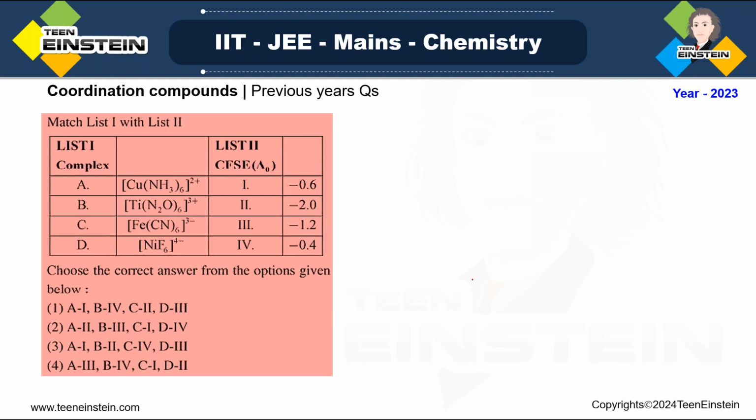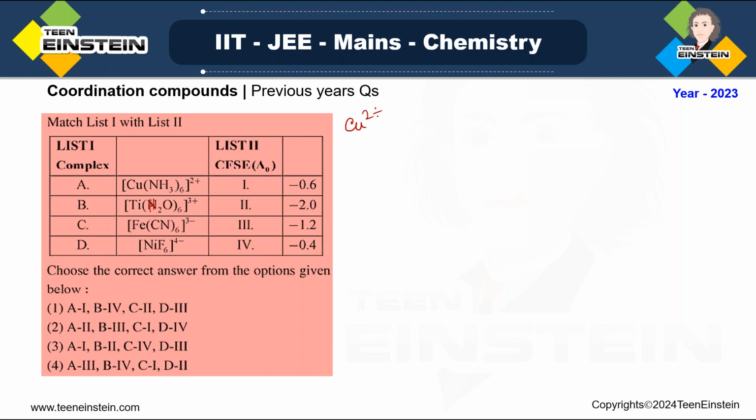We have to match list 1 with list 2. Here in list 1 we have some complexes: copper complexes with amine, then titanium with, sorry, it is H2O, then Fe with cyanide ligand, and nickel with fluoride ligand. And in the right hand side, in the next list, we have all the CFSE values. You have to calculate the CFSE for all the 4 complexes so that you can understand which is the correct option. Now Cu with amine, right?